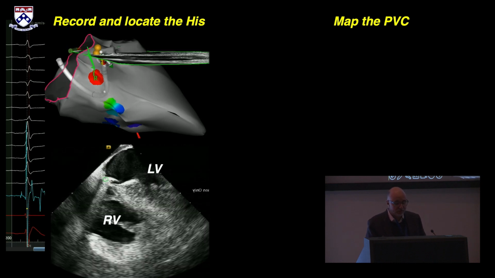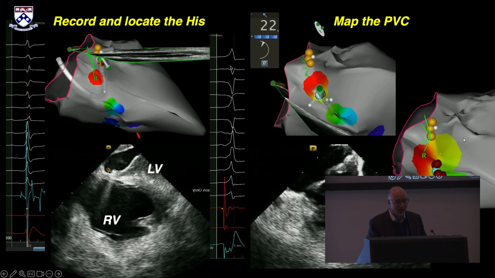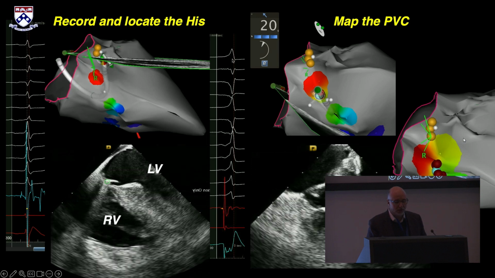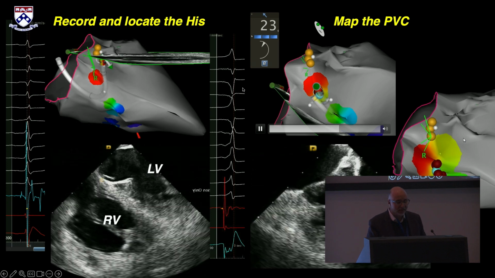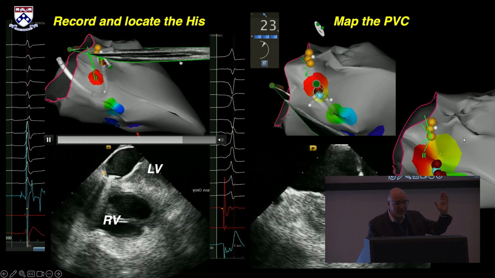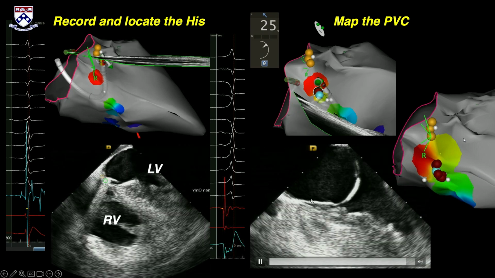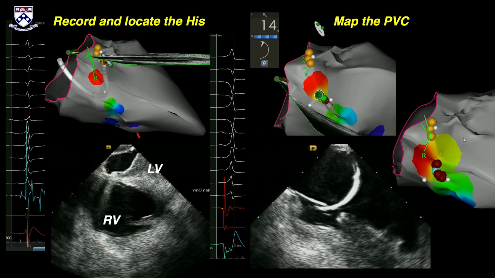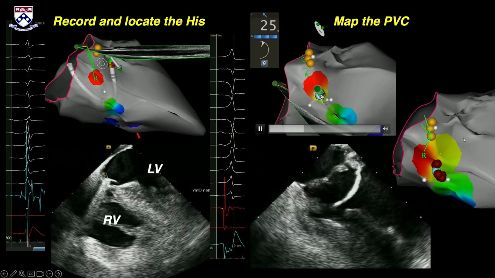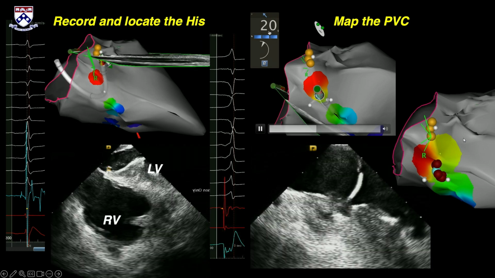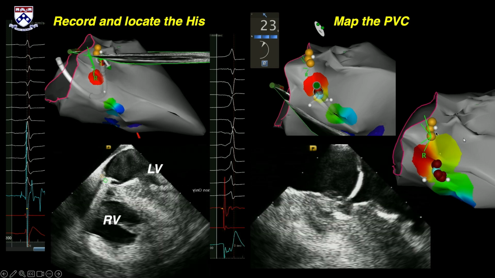Now you have a PVC, okay, that looks like this. It's a parahisian PVC. We mapped in the right side. We decided to go to the left side. And this is the earliest activation. Now this is the ICE, and you can see it here. I come down and go below the His. I see what? The mitral valve. If I see the mitral valve and my catheter stays stable there, meaning a vector of orientation towards the tissue and a contact force that stays constant, not moving, you're going to be able to successfully ablate the PVC and not cause heart block.